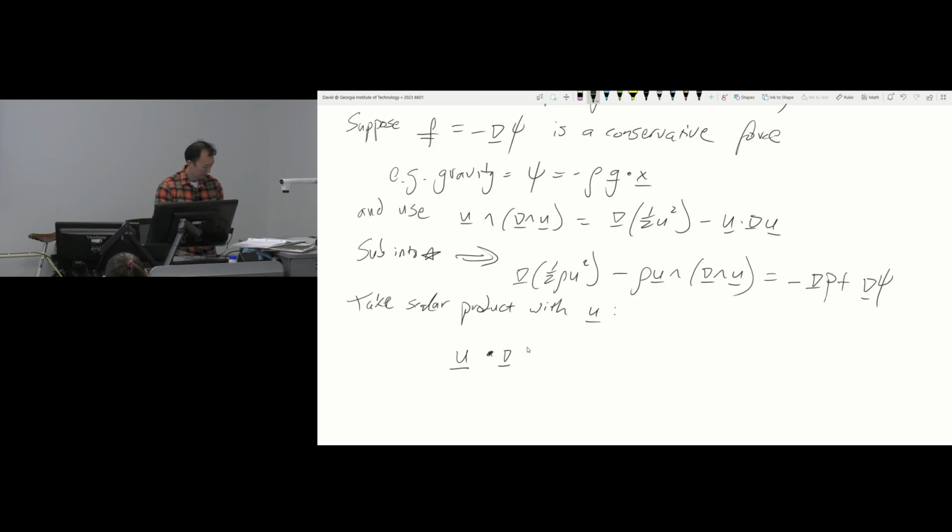So U dot del. Okay, a couple things. This second term disappears when I take the dot product because that term is perpendicular to U. You know, U cross something is perpendicular to U. And so it has no component in the direction of U, so that disappears. So what I'm left with is this.